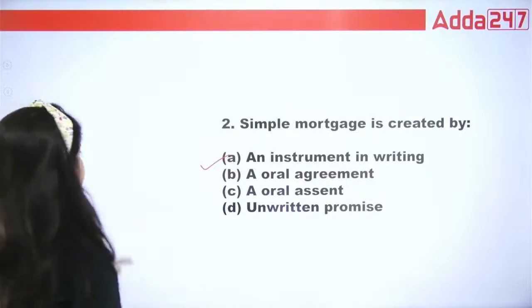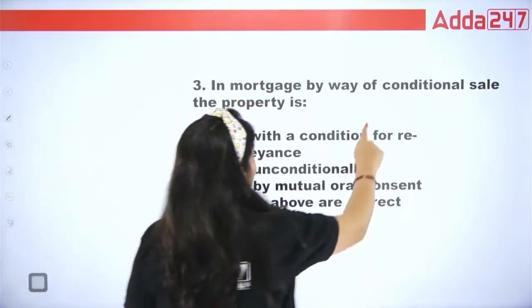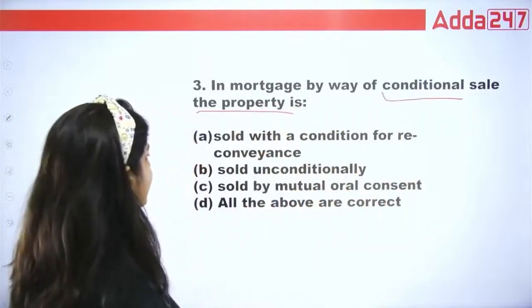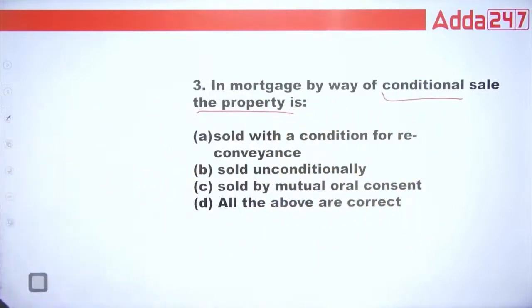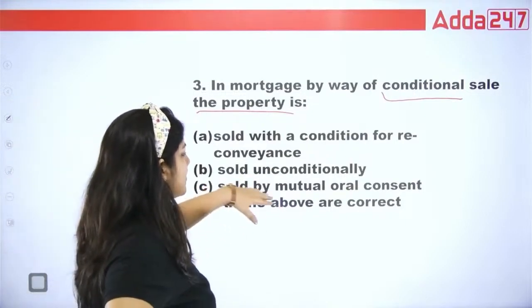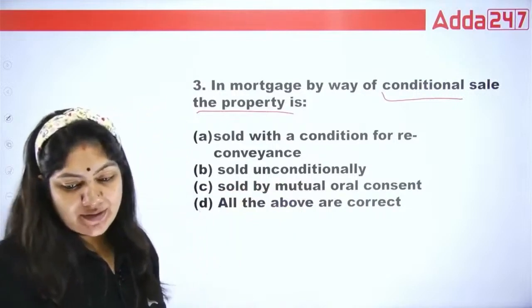Okay, excellent. Next, in the mortgage by way of conditional sale, the property is sold with condition of reconveyance, that is retransfer; sold unconditionally; sold by mutual oral consent; all of the above is correct. What is the right answer?